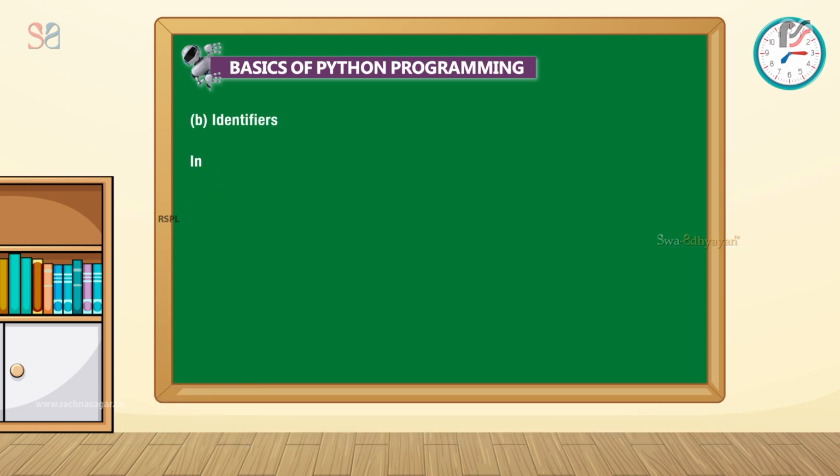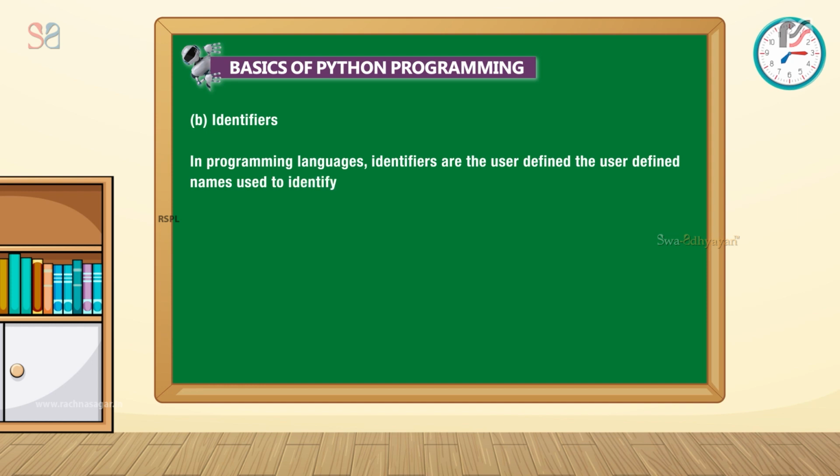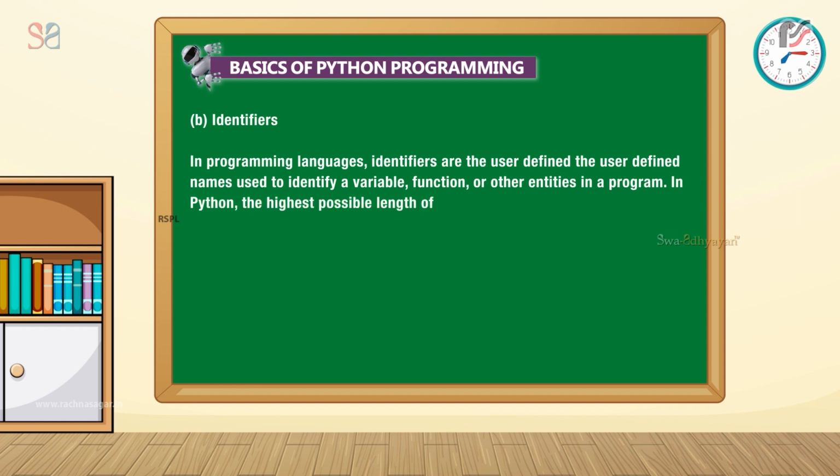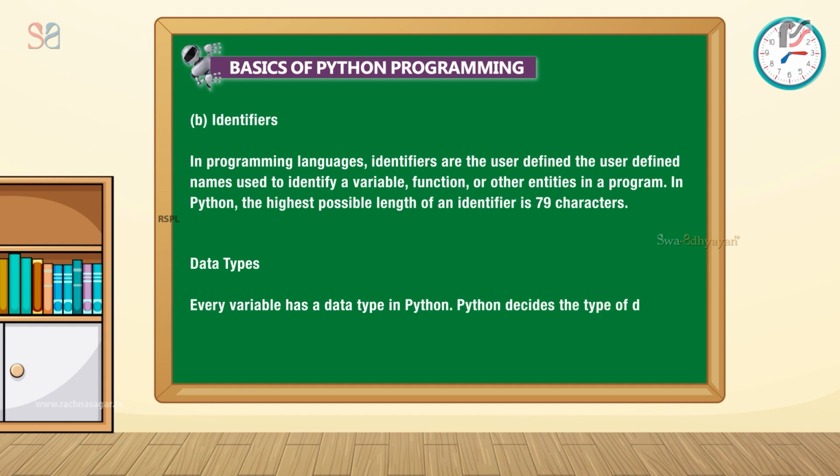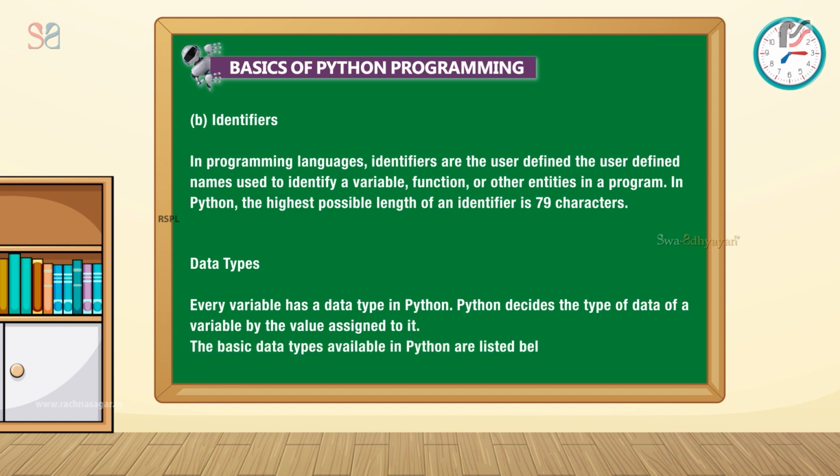Second are identifiers. In programming languages, identifiers are the user-defined names used to identify a variable, a function, or other entities in a program. In Python, the highest possible length of an identifier is 79 characters. Third is data types. Every variable has a data type in Python. Python decides the type of data of a variable by the value assigned to it. The basic data types available in Python are listed below.